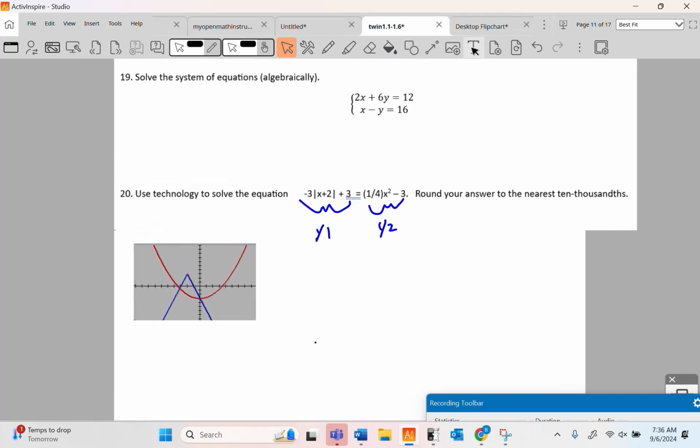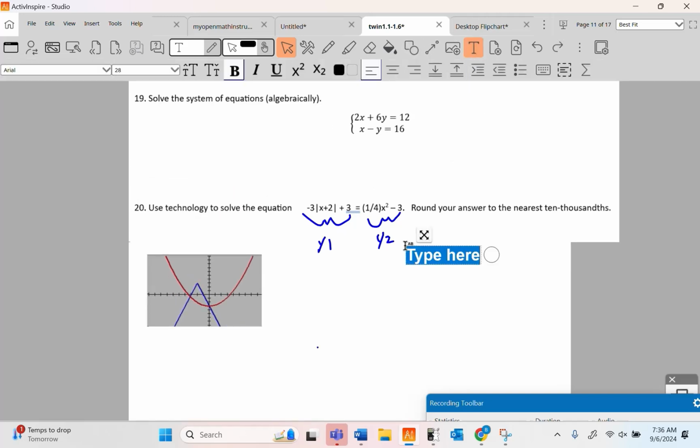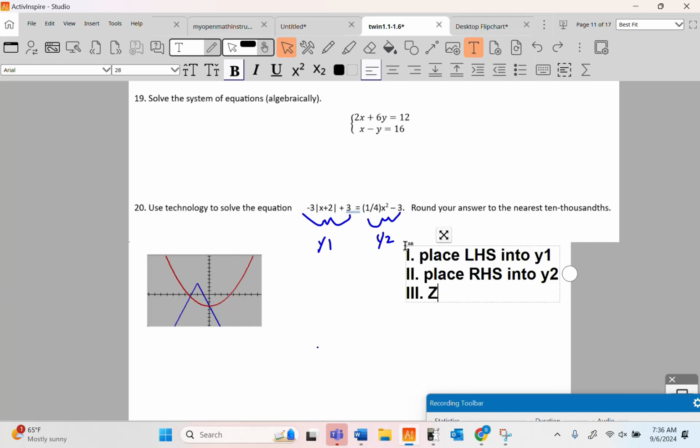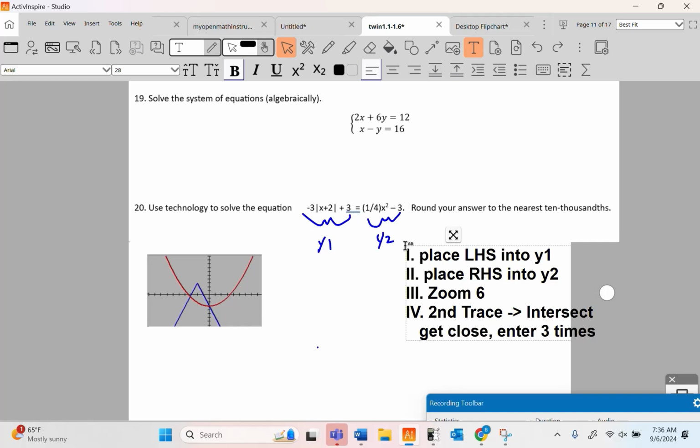Now, what I've done so far, because some of you need to be writing so you remember things: step 1 was to place the left-hand side into y1. Step 2, place the right-hand side into y2. Step 3 was a zoom 6. And step 4 is going to be hit second trace intersect. Get close. And then enter 3 times. And you'll have to repeat that process because there are 2 answers.